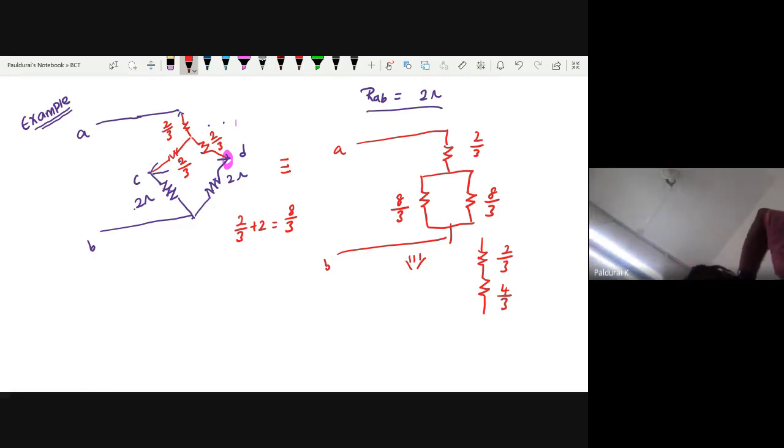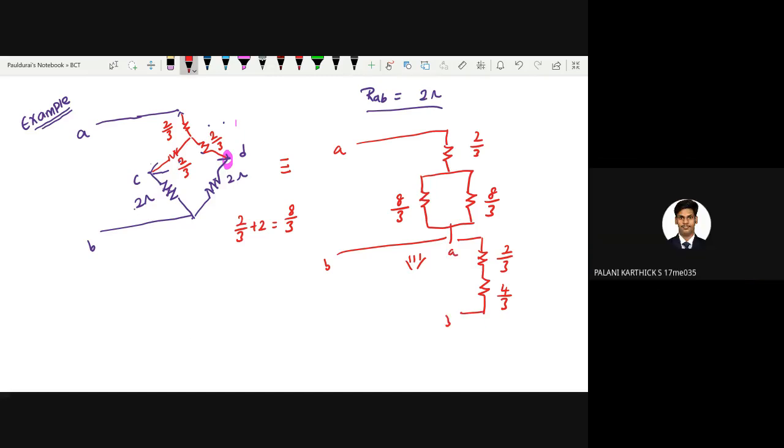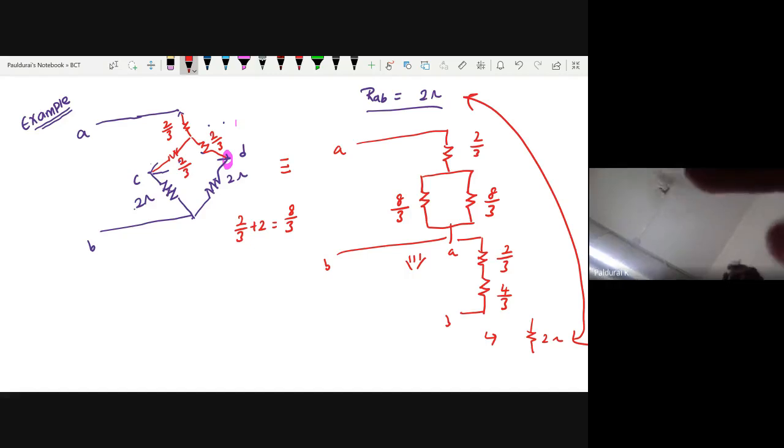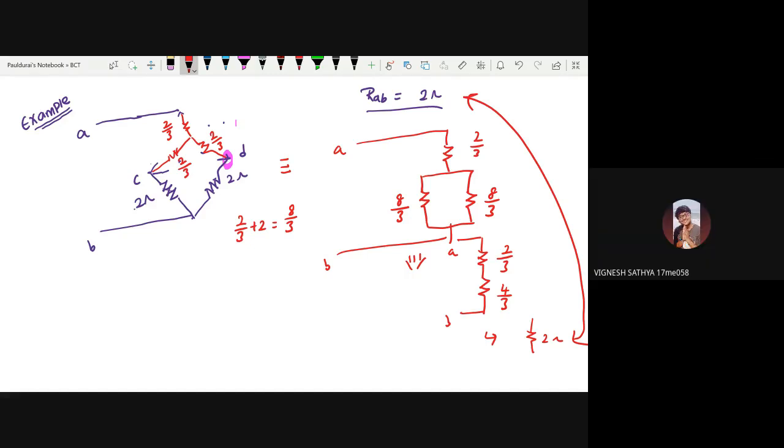Okay, so now what is the equivalent? 6/3, and that is 2, 2 ohm. Are you getting 2? Did you get it? So in any way you can follow. Vignesh, did you understand? Wait sir, I am looking at it.